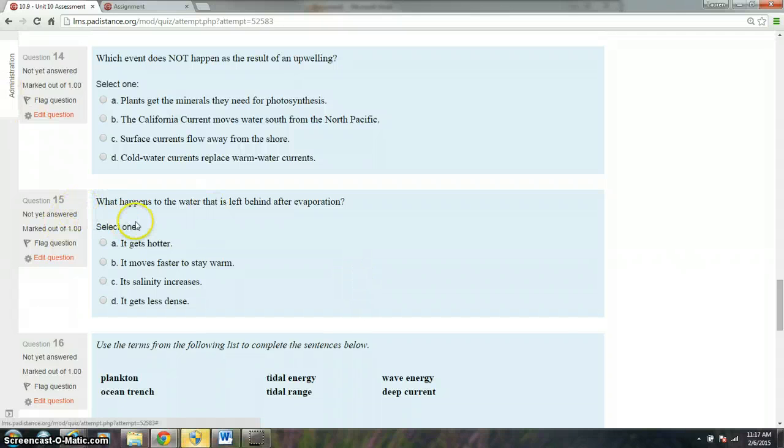Question 15. What happens to the water that is left behind after evaporation? A, it gets hotter. B, it moves faster to stay warm. C, its salinity increases. D, it gets less dense.